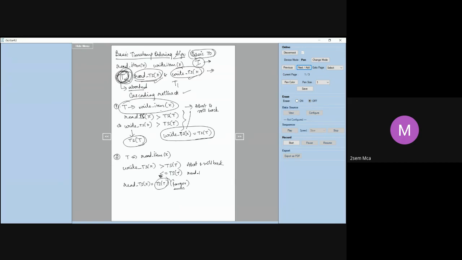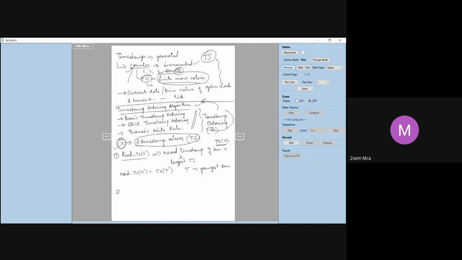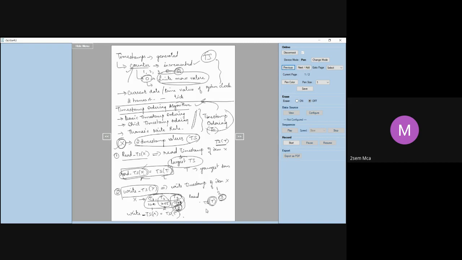That's why the previous part I told is very, very important. Understanding this concept, read TS of X and write TS of X, is very important to follow further. Read TS of X is the largest timestamp of X, and it is always equal to TS of T, where T is the youngest transaction.